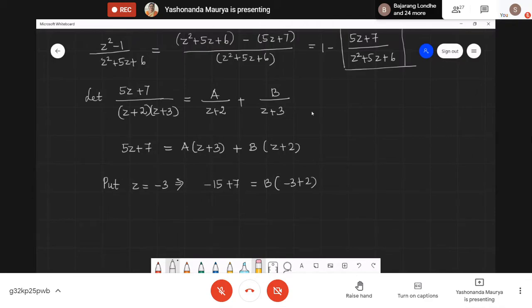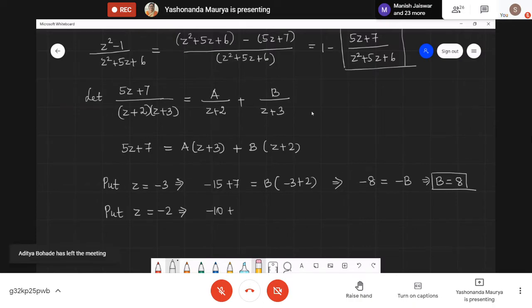Minus 3 plus 2. This implies minus 8 is equal to minus b, or b is equal to 8. Okay, now we'll put the other value. Put z is equal to minus 2. So this will imply minus 10 plus 7 is equal to a into minus 2 plus 3. This implies this side I'll get a and this side I'll get minus 3. So it is minus 3 is equal to a.